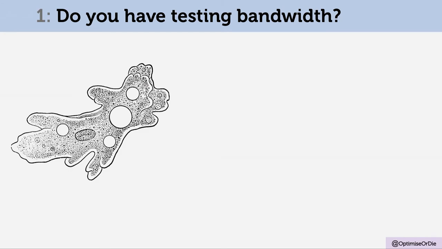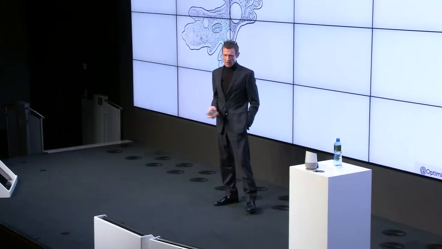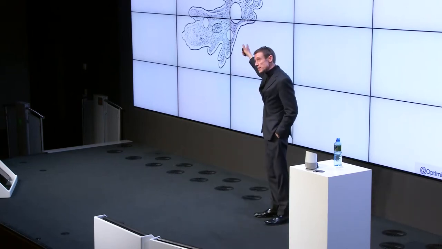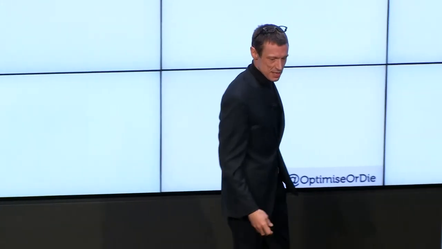But there's an important point here. We always look at those big companies and all the stuff they're testing, but what happens if you haven't evolved to that level where you have that traffic? This is an amoeba. You will not see many of them riding bicycles, okay? I haven't seen one riding a bike because they haven't evolved to that stage.